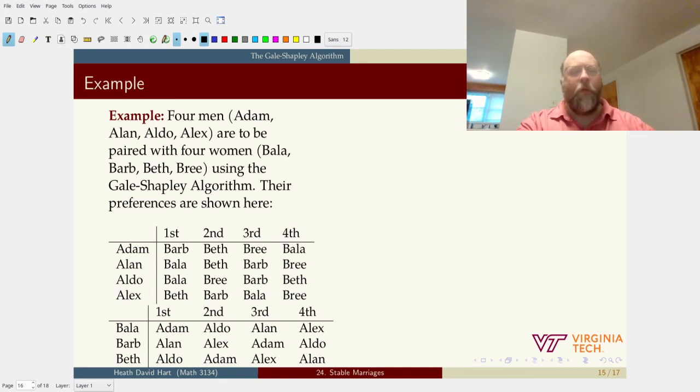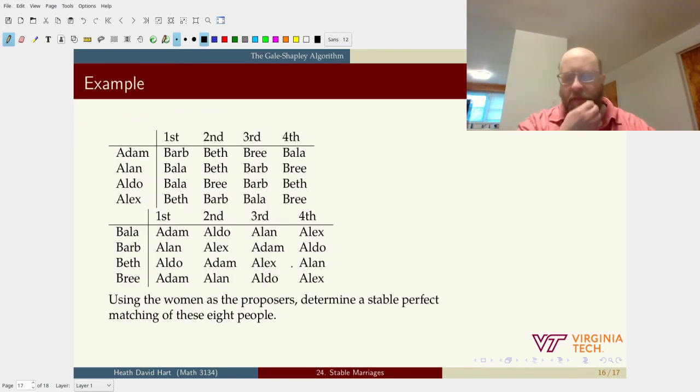Okay, so we have this example with just 4 men and 4 women. The bottom row of the women's table is cut off here, but I think we can see it on this next slide. There we go. If we use the women as the proposers, let's determine a stable perfect matching for these 8 people. So women are doing the proposing, which means the men are just standing around waiting for things to happen. Those are Adam, Alan, Aldo, and Alex.